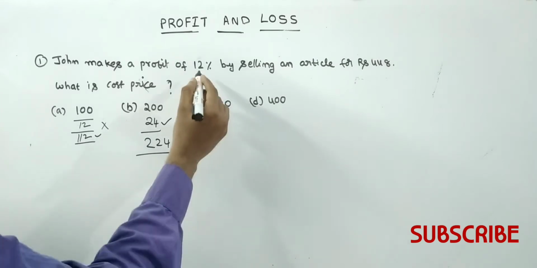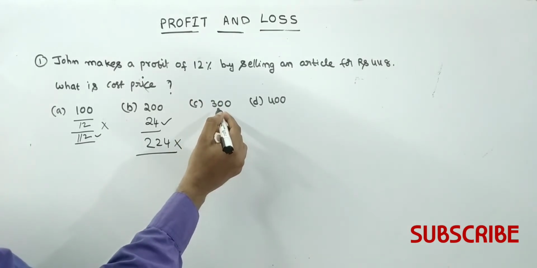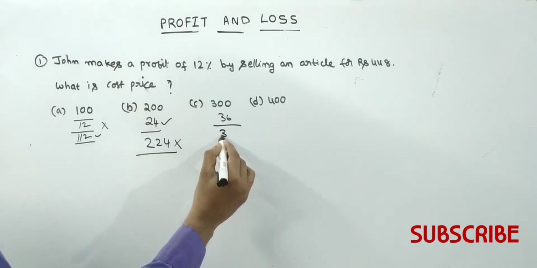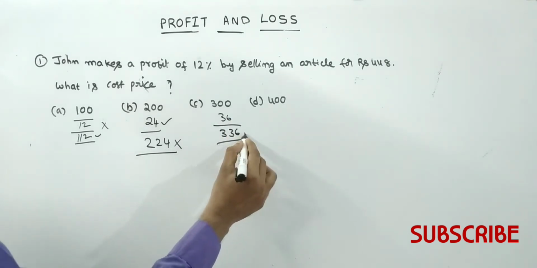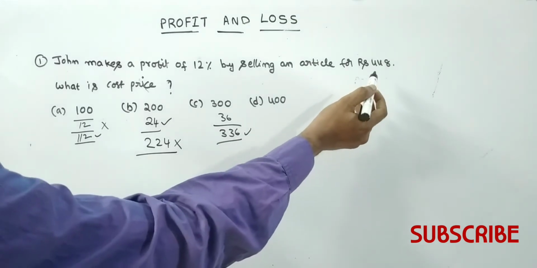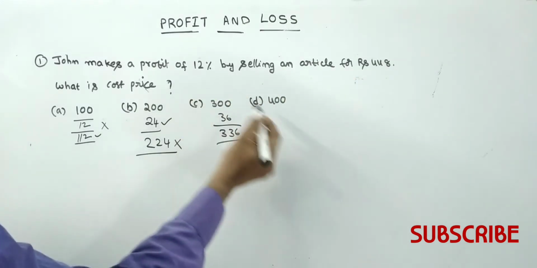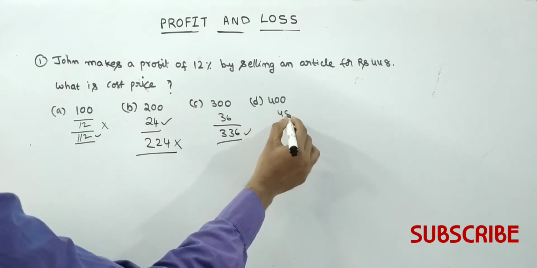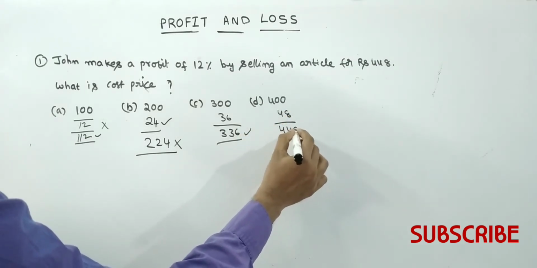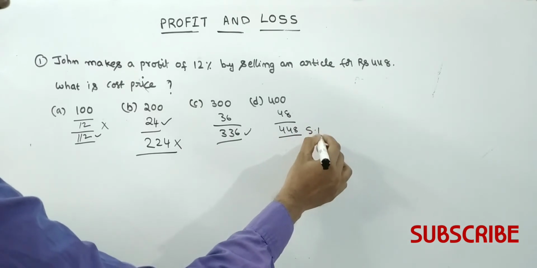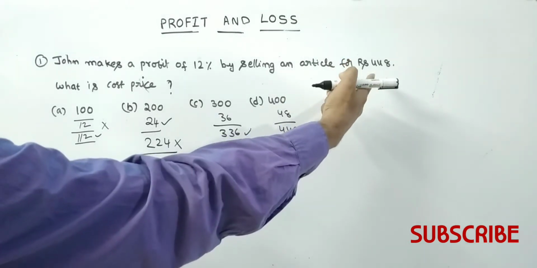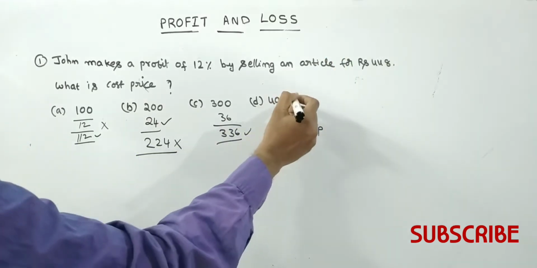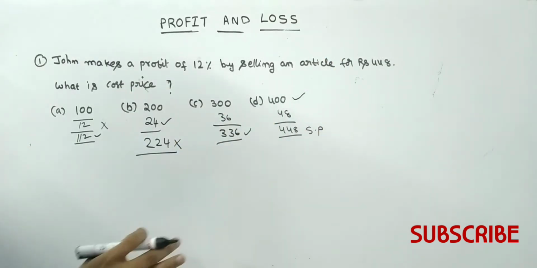See friends, here 12 percentage of 300, how much? 36. Total becomes 336. But he has given 448. You observe here 12 percentage of 400, how much? 48. Total 448. This is the selling price. He has given the same 448. So answer is 400.